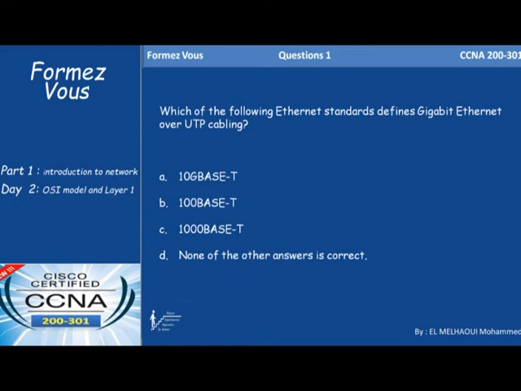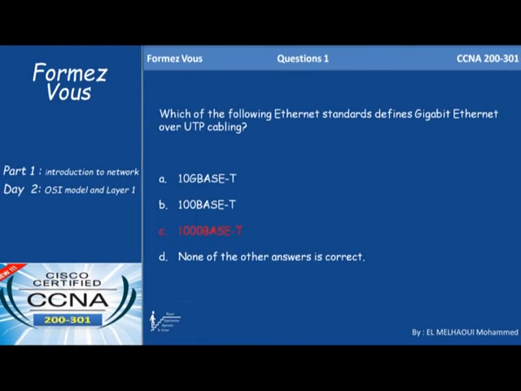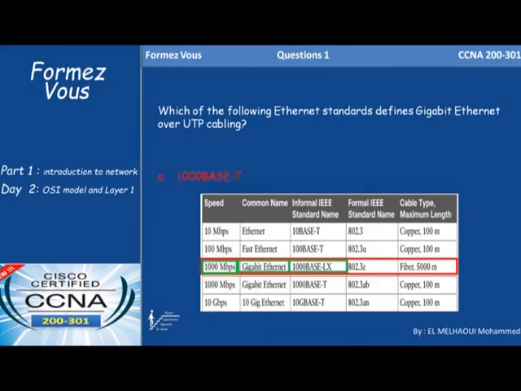Question 1. Which of the following Ethernet standards defines Gigabit Ethernet over UTP cabling? I give you a few seconds to answer. Okay, the correct answer is C, because answer A, 10BASE-T, refers just to Ethernet, and answer B, 100BASE-T, is Fast Ethernet, whereas answer C, 1000BASE-T, is Gigabit Ethernet. Okay, like I said before, when I explained this table.